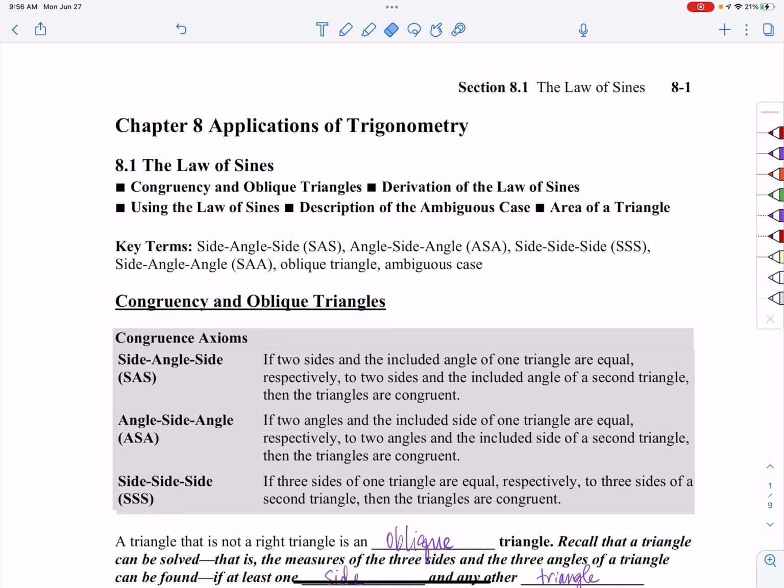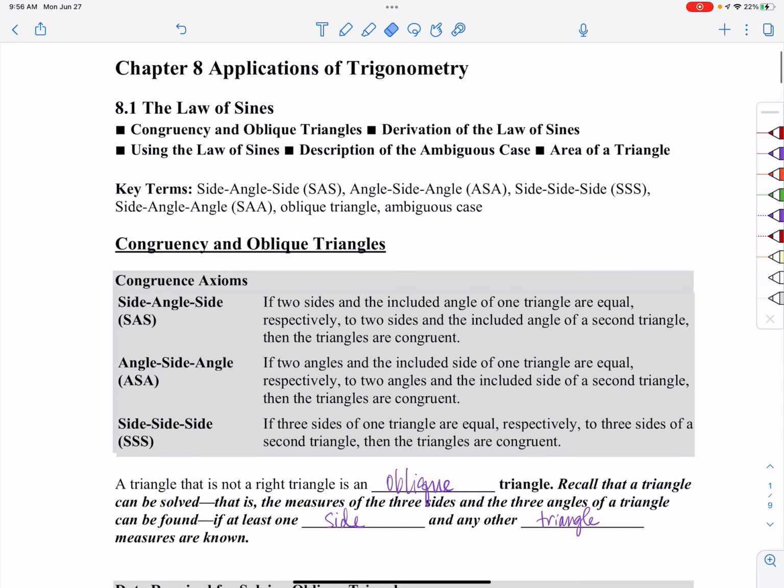Hey folks, this is going to be the first of the videos in section 8.1. I will be doing several videos, at least two, but probably more than that. Okay, so this particular discussion is going to be dealing with the law of sines.